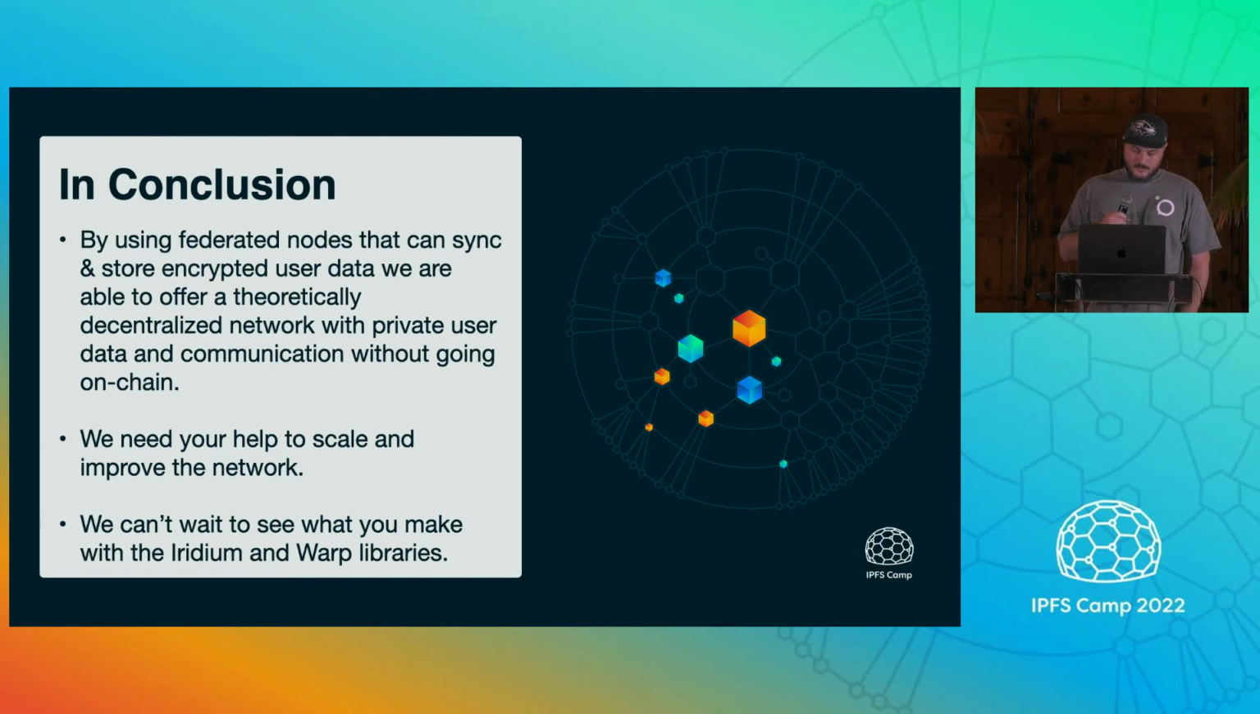So concluding, by using the federated nodes, we can sync and store encrypted user data. We're able to offer a theoretically decentralized network, which will take participation from all of you or whoever wants to use it, and offer private user data and communication without the need to go on-chain. We're using wallets here. We will definitely be exploring on-chain, but it's all optional.